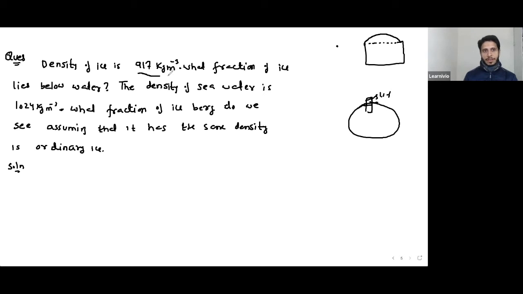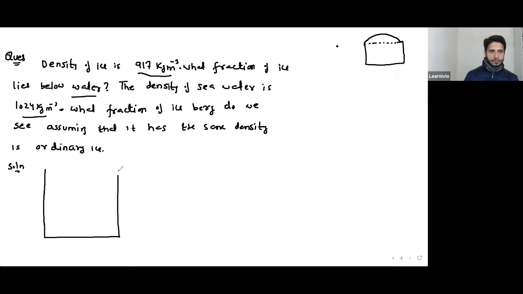So in this, it's given that the density of ice is 917 kg per meter cube. What fraction of ice lies below the water? The density of seawater is this much. What fraction of the iceberg do we see, assuming it has the same density as ordinary ice? So let's say this is the liquid column. In this liquid column, I immerse this iceberg. Okay, this is the liquid, and in this liquid, I immersed this iceberg.